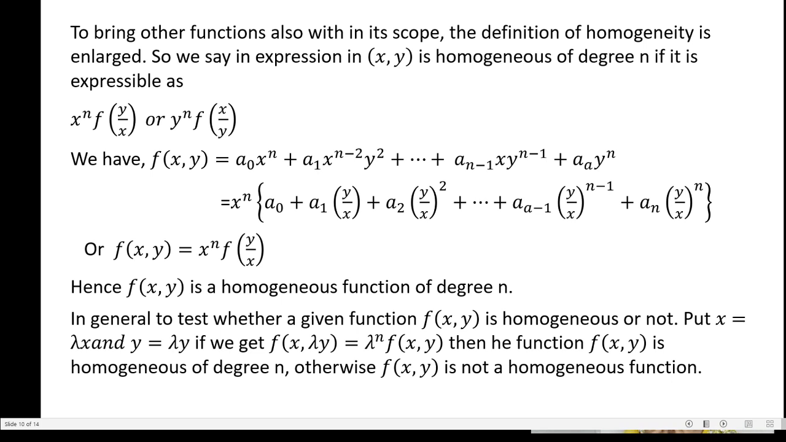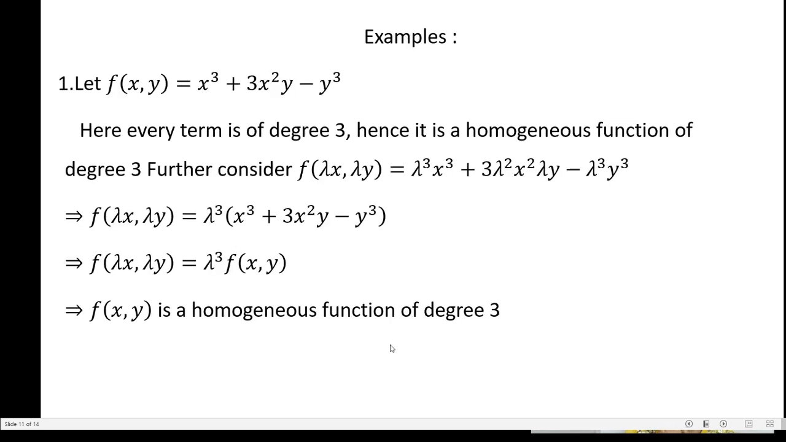Generally, if we test whether the given function is homogeneous or not, first we have to put x as lambda x and y as lambda y in the given equation, and we get the equation in the form of lambda to the power of n into f of x comma y. Then we call this function of degree n. Otherwise, it's not a homogeneous function. Look here at the example. Let f of x comma y be equal to x cube plus 3x square y minus y cube. Here the degree is 3, hence it's a homogeneous function of degree 3.